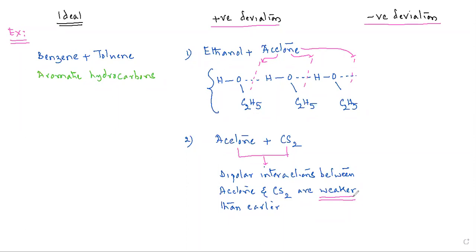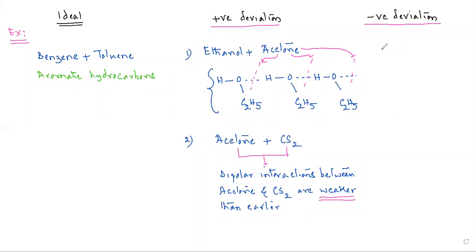Remember, generally we get confused with this. Positive deviation, but the interactions are less. Negative deviation, where the interactions are more. I'll say why we are calling them positive and negative in the next properties, but for now, remember that if the interactions are less than what they were earlier, it is positive; more than what they were earlier, it's negative.